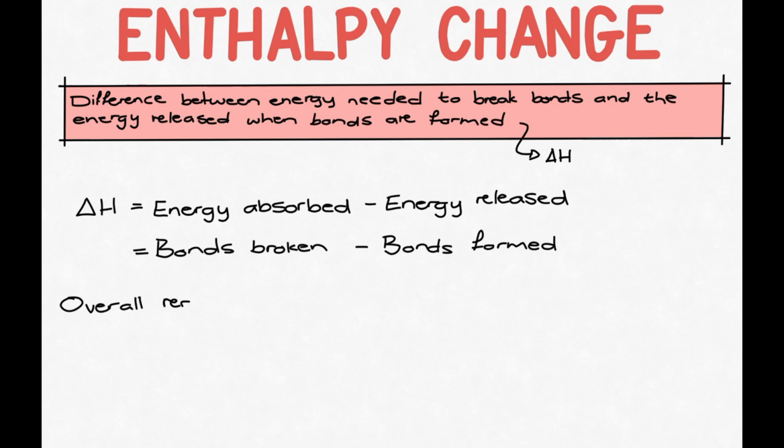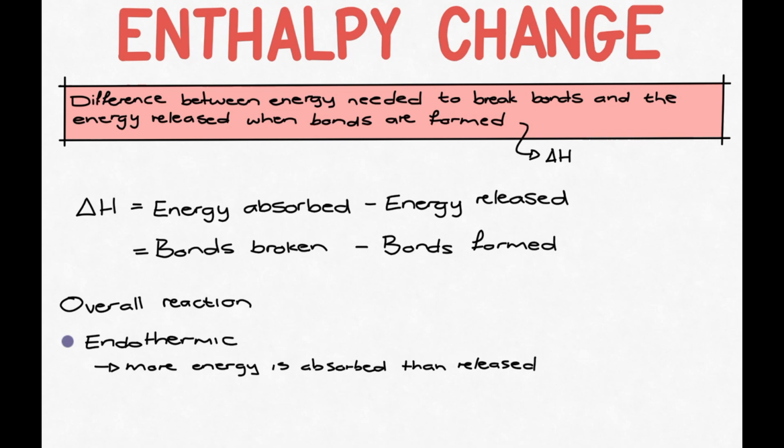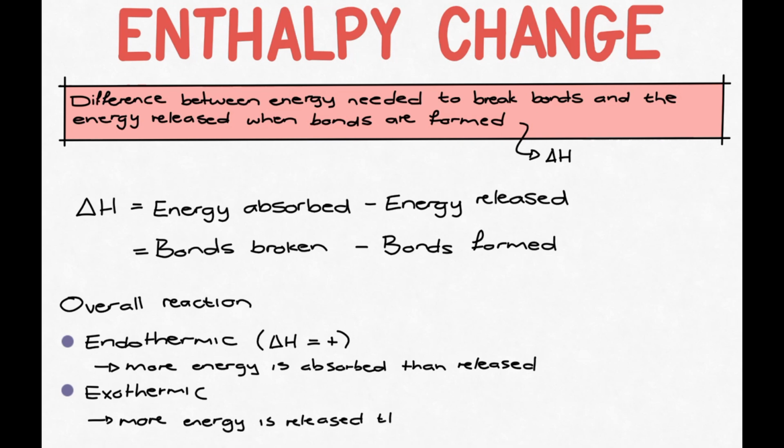Now, the overall reaction will be endothermic if more energy is absorbed by breaking the bonds than is released when new bonds are formed. And this means that the enthalpy change, or delta H, will be positive. Now, a reaction will be exothermic if more energy is released by the bonds being formed at the end of the reaction than the energy that is absorbed by breaking the bonds at the beginning of the reaction. Meaning here, our enthalpy change, or our delta H, will be negative.